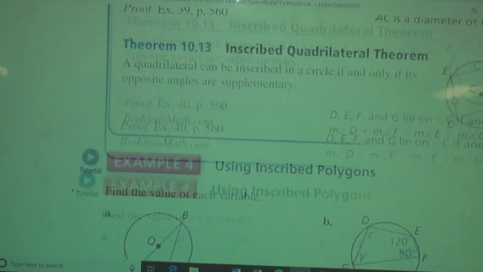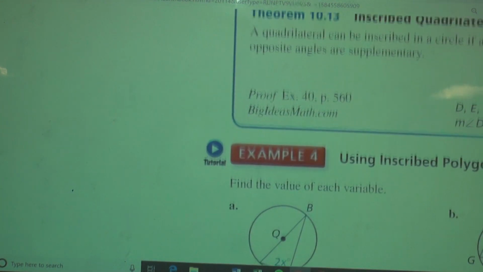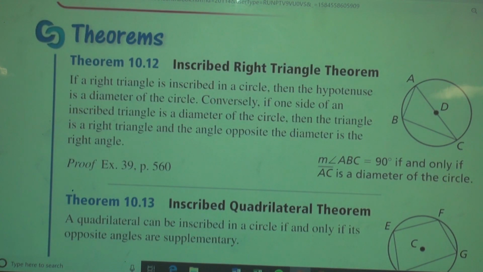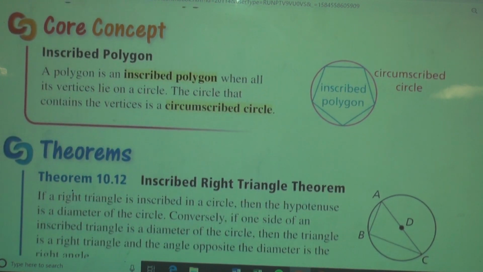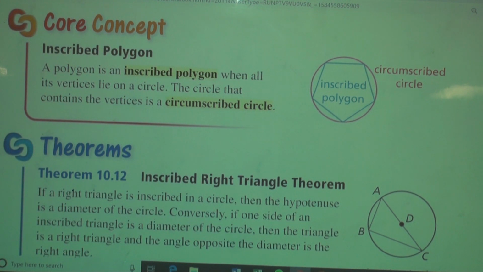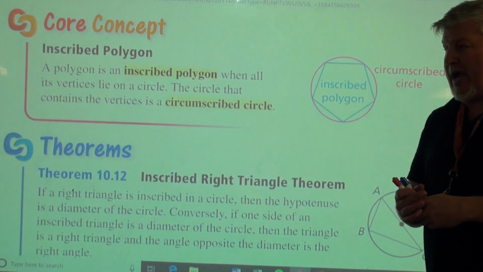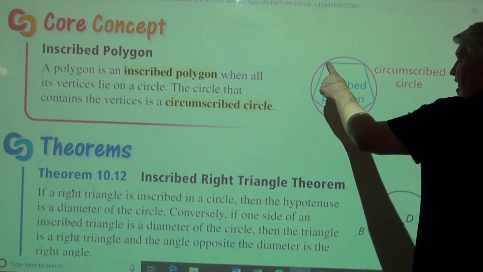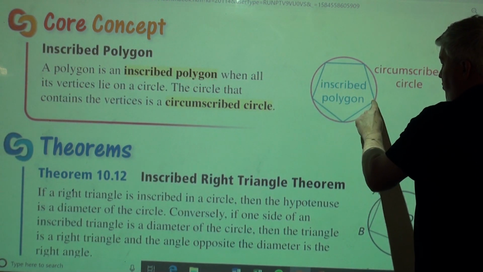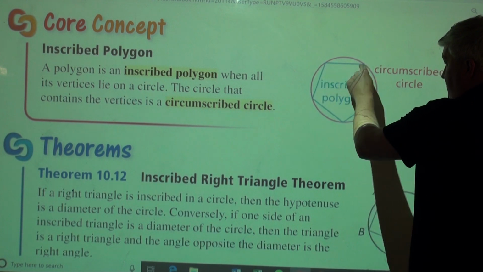Inscribed polygons. This is page 556. A polygon is an inscribed polygon when all of its vertices lie on a circle. The circle that contains the vertices is a circumscribed circle. Okay? An inscribed polygon is when all the corners, the vertices, touch the edge of the circle.